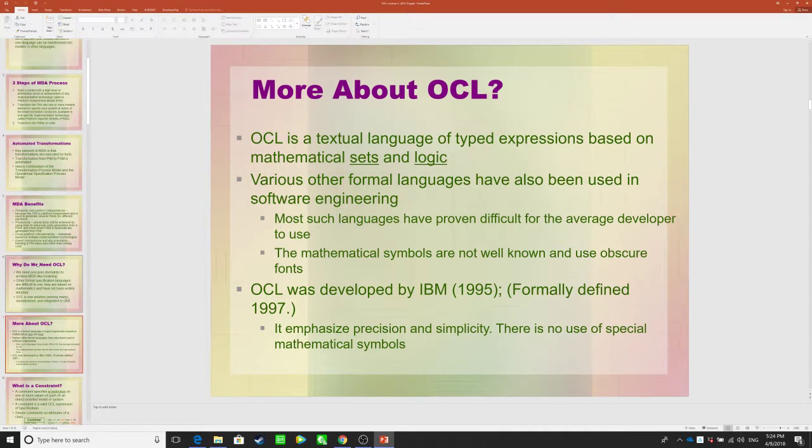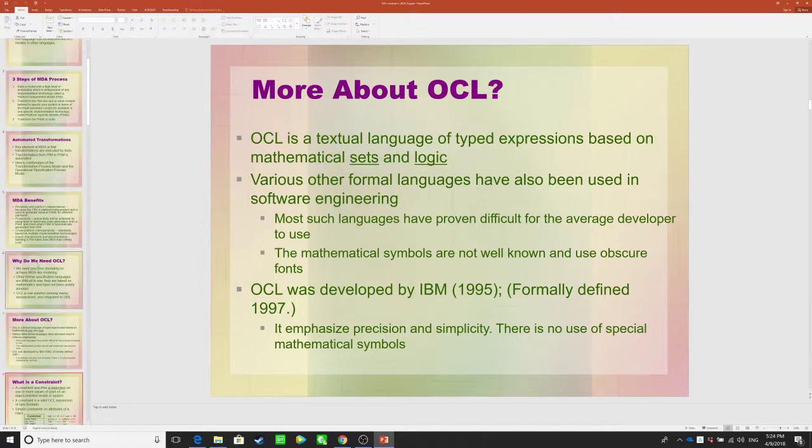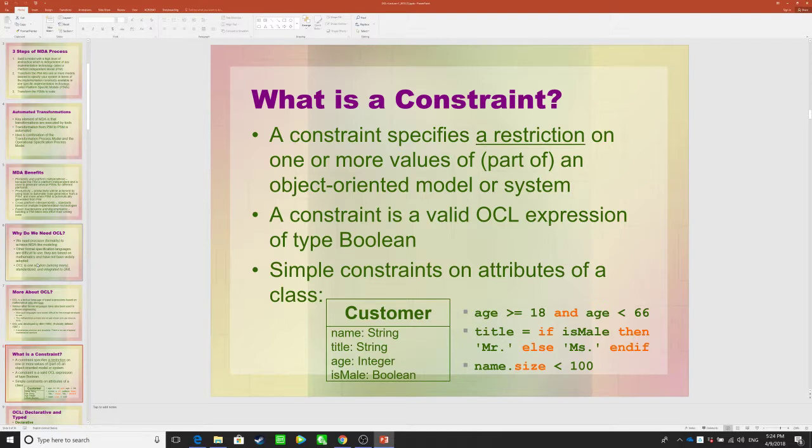It emphasizes precision and simplicity. There's no use of special mathematical symbols, just some general mathematical symbols, which we all understand. So, constraint. With this OCL, we can put some constraint on the UML specification. Okay, let's see how we do that.